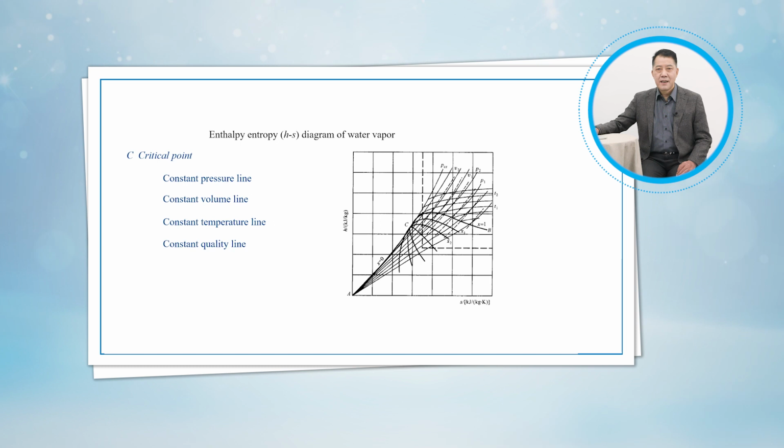Point C on the diagram is the critical point of water. There are 4 lines on the HS diagram: the constant pressure line, the constant volume line, the constant temperature line, and the constant quality line. The constant pressure line in the wet steam zone is the constant temperature line.